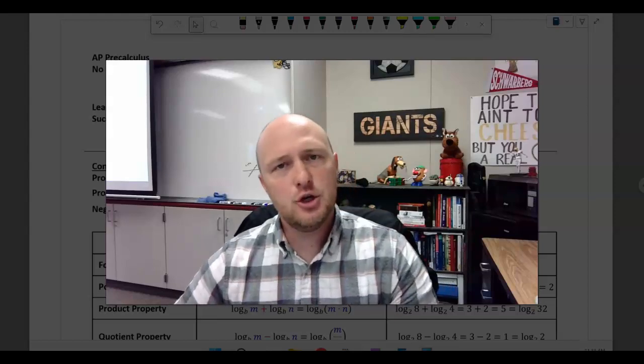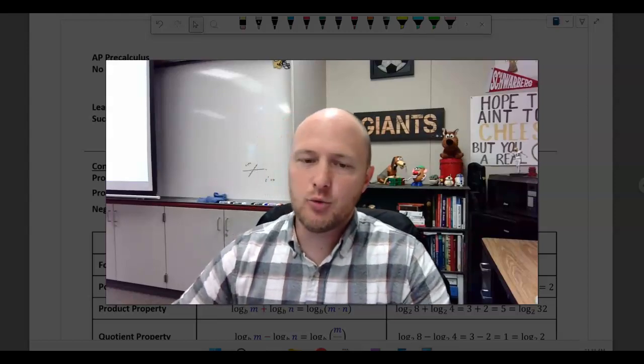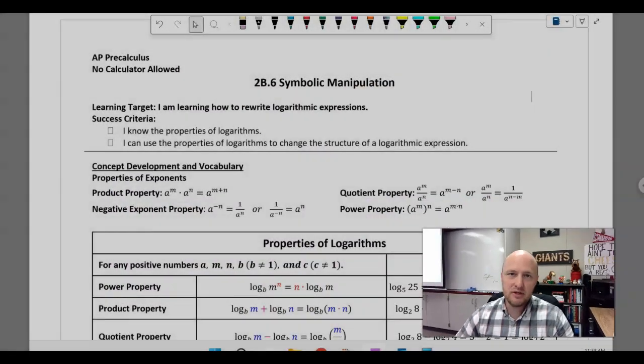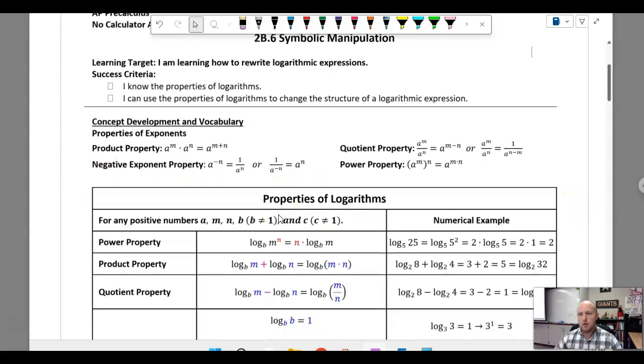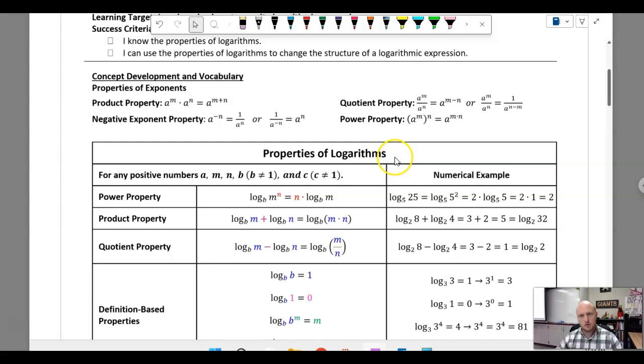Hello, welcome to this video 2B-6, and we are going to talk about symbolic manipulation. We're going to revisit the properties of logarithms and use these properties to change the structure of a logarithmic expression. And we're also going to need to be familiar with our properties of exponents. So just a quick recap on the properties of exponents and on logarithms.